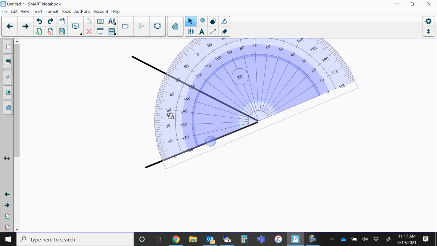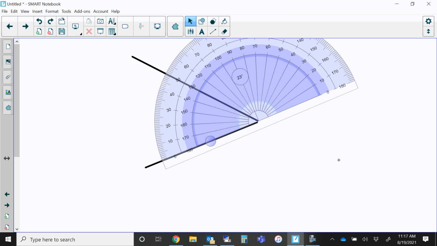Now, which one is the zero? Is the zero the bottom numbers or the top numbers? Where is this line touching the zero? On the bottom or the top number? You see it's the top. You see how the top number is where the zero is? The top number is the zero. So guess what set of numbers I'm using to measure this angle? The top or the bottom? The top. And so what is the measure of this angle? About 50 degrees.